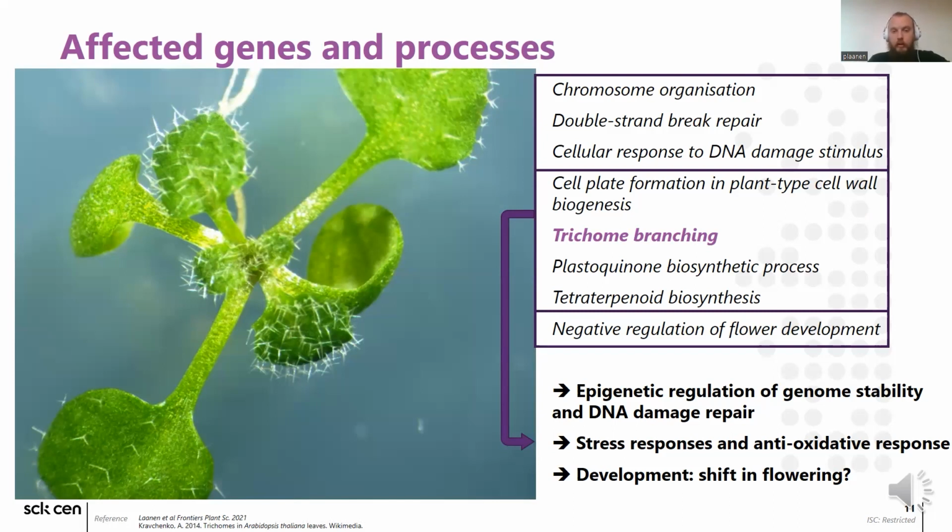In addition, we saw that trichome branching was affected. Trichomes are the little hairs that you can see on the leaves and stems of plants, and they have been associated with stress response as they accumulate various antioxidants, such as diterpenoids, and help in various stress response methods.